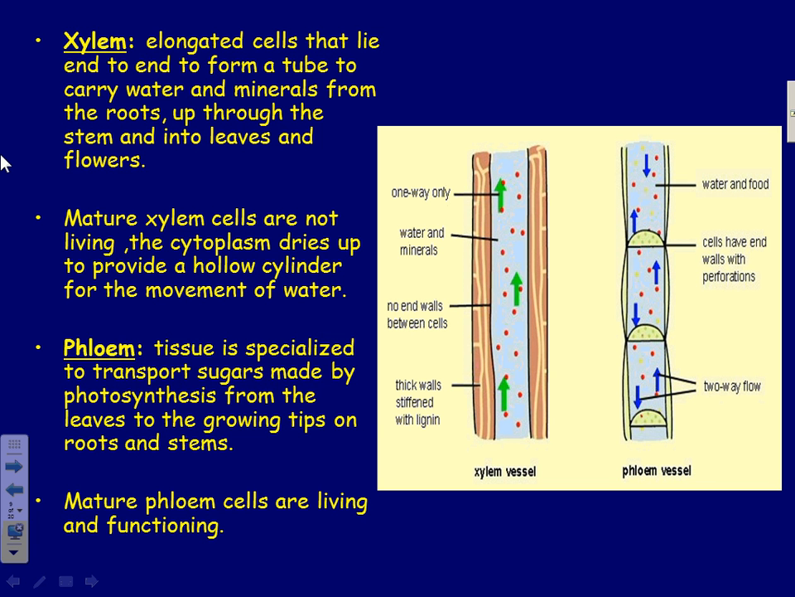Okay, so the xylem moves the water up, and the phloem moves the sugars and other things up or down, depending on where the storage goes. It's either got to go to the fruits to be stored, or maybe down to the root to be stored as well, depending on the type of plant. Okay.